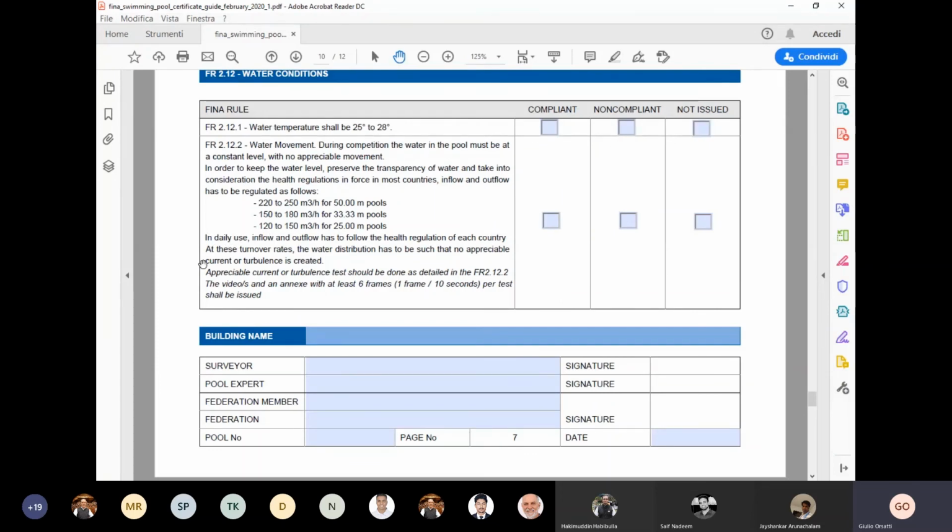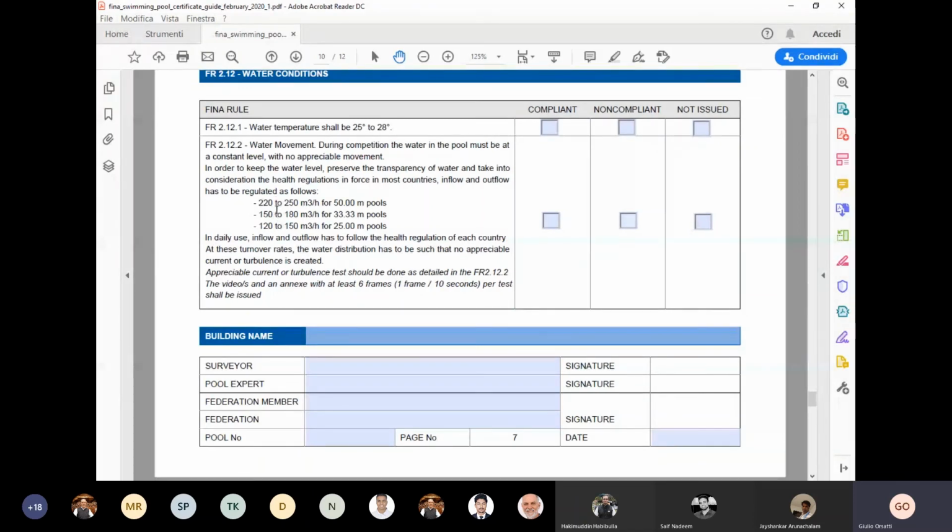Very, very interesting is that it is reported what is the appreciable current, and the fact that FINA wants a test run by the operator of the pool with a video with at least 6 frames to basically prove the test. So I don't know if you have experience with dye tests in the swimming pool industry, where you inject ink in the filtration system to make sure that the filtration is regular all over the pool surface. Usually when you do those tests, you have to report with videos and show the time frame. The same is with these, but for currents.